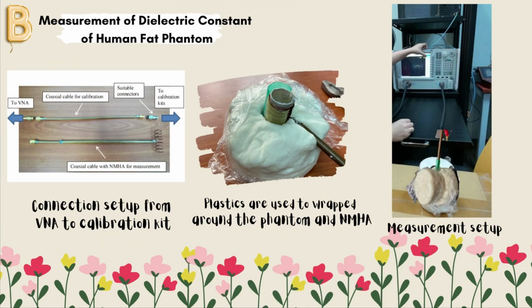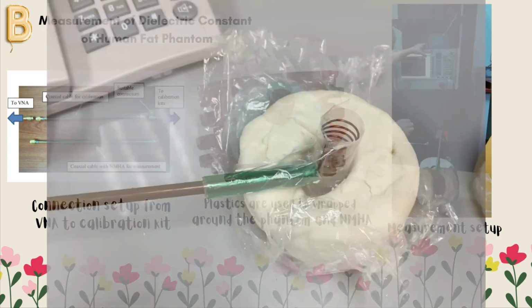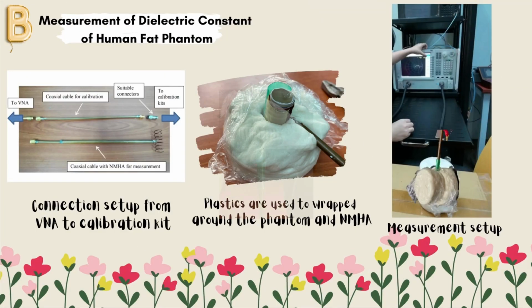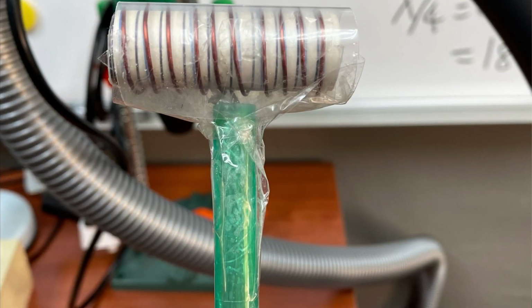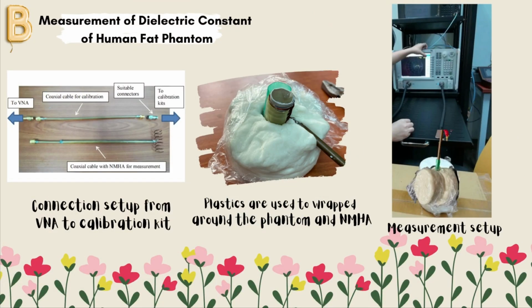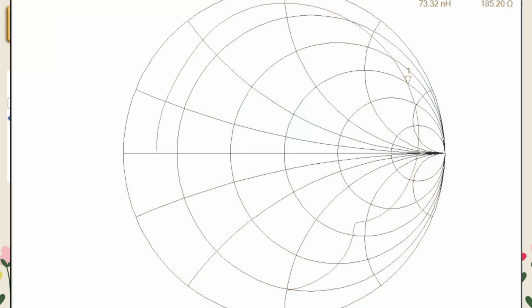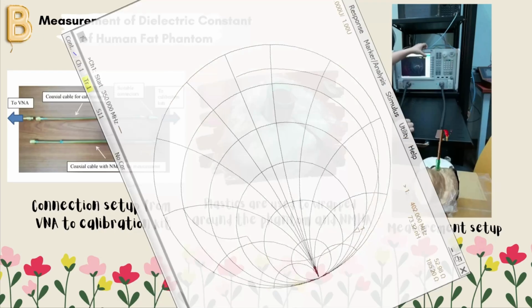After calibration process is done, the coaxial cable with the calibration kit is replaced with the coaxial cable with NMHA. Based on some research, the NMHA cannot directly touch the fat phantom. Hence, plastic is needed to wrap around the fat phantom and NMHA. It is to ensure the minimum contact between fat phantom and NMHA. The NMHA is wrapped and placed in the middle of the fat phantom. Smith chart is chosen in order to read the measurement of input impedance.